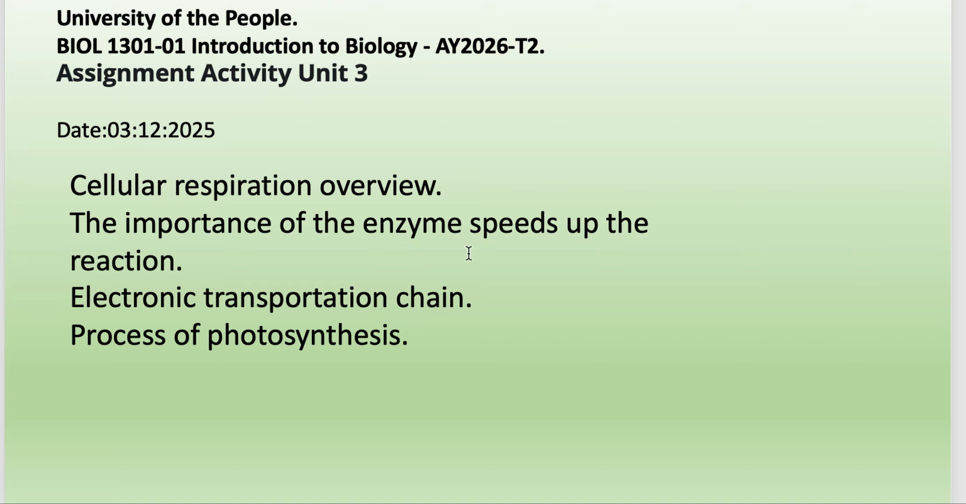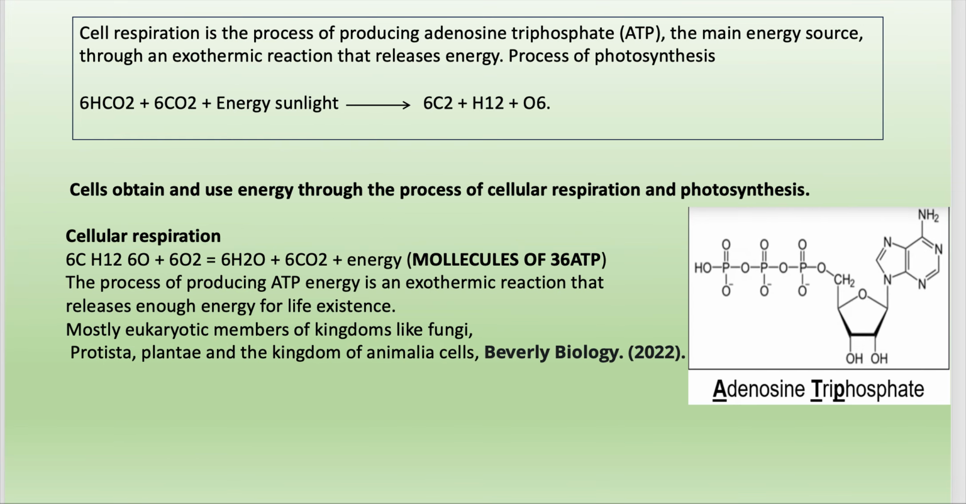Importance of the enzyme speeding up the reaction, the electron transport chain, and the process of photosynthesis. Cell respiration is the process of producing adenosine triphosphate, the main energy source, through an enzymatic reaction that releases energy. Cells obtain and use energy through the processes of cellular respiration and photosynthesis.